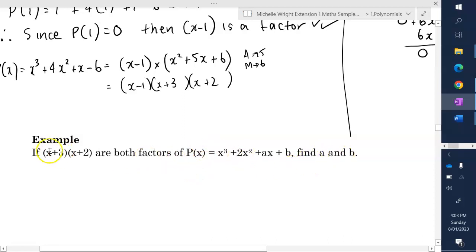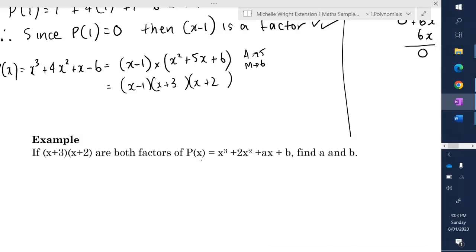So we can use our factor rule, that if each of these is a factor, then if I substitute in minus 3 and then I substitute in minus 2, each of those substitutions should give me 0 because they're both factors. If I do that twice, I'm probably going to come up with a simultaneous equation to solve. So let's see where we go.